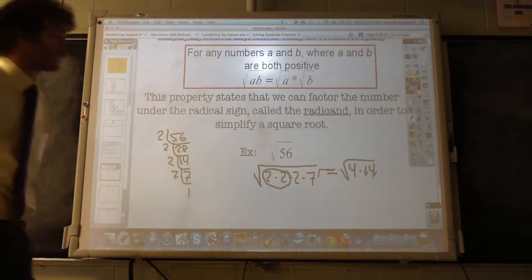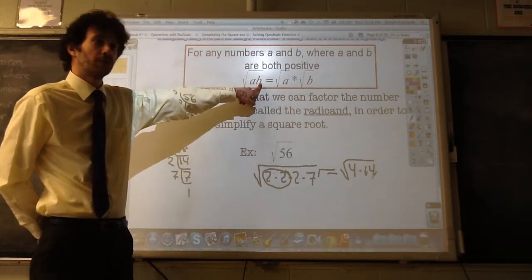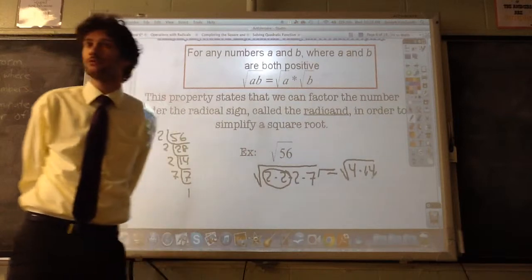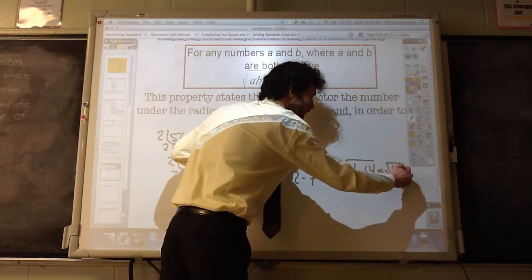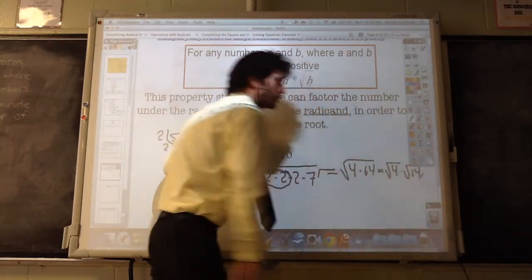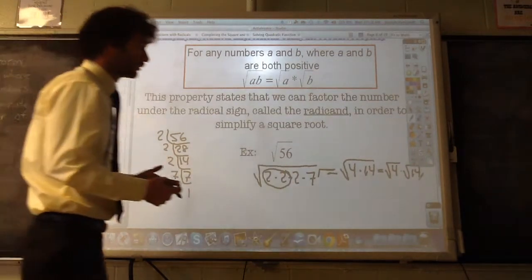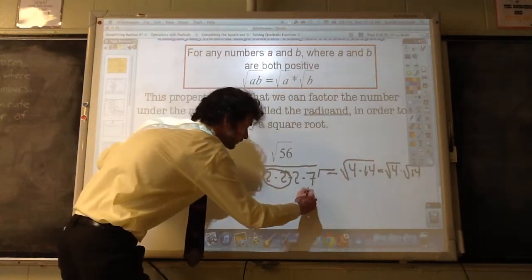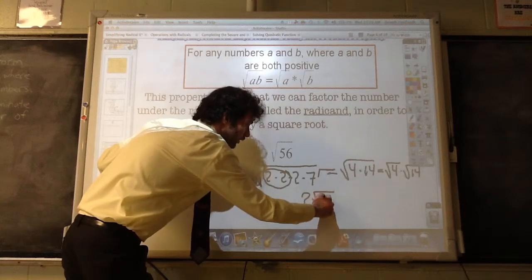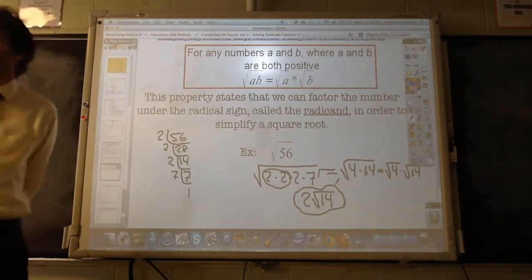Okay? And then this property that I've got says if I've got the square root of some number times another number, I can split that up into two separate square roots. So I can think of this as the square root of 4 times the square root of 14. Well, the square root of 14 I can't take. But the square root of 4 is what? 2. So this square root of 4 just becomes a 2. The square root of 14 stays where it is. And I get 2 times the square root of 14. That's the simplified version of the square root of 56.